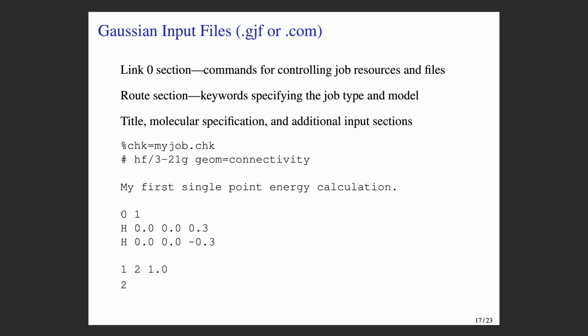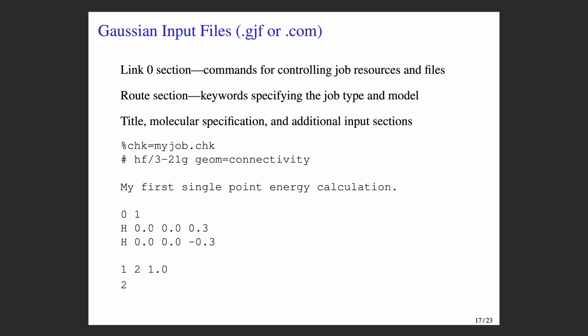Then comes the molecule specification section. The 0 here refers to the charge of the molecule, a charge of 0 in this case. So this is going to be a neutral molecule. And the spin multiplicity is given right here. In this case, it's a singlet, so Gaussian will try to pair up all of the electrons. Next comes the molecular geometry. The first atom is hydrogen, followed by the 3 Cartesian coordinates in units of angstroms. So we have a hydrogen atom that is placed along the z-axis.